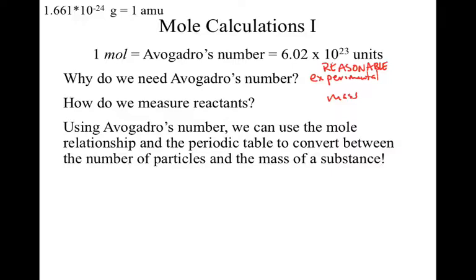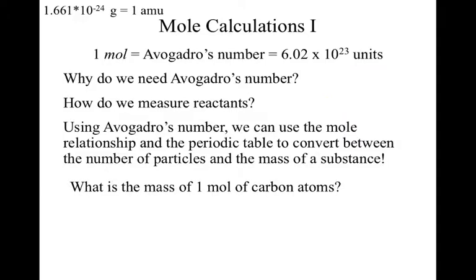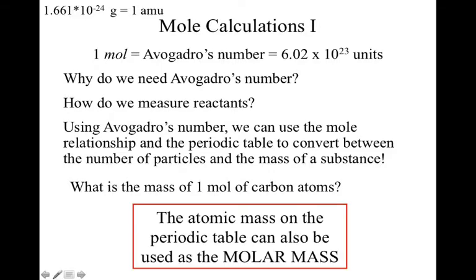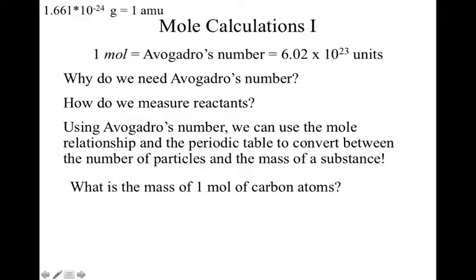We talked about this whole AMU issue, and I said we were going to come back to it. We can use Avogadro's number to determine the molar mass off of our periodic table. This is where it gets kind of interesting. What is the mass of 1 mole of carbon atoms? Well, we can use the periodic table to determine the atomic mass. Our atomic mass for carbon was 12 AMUs.